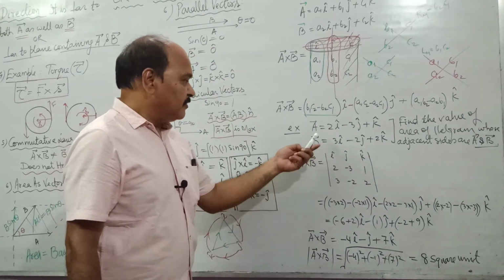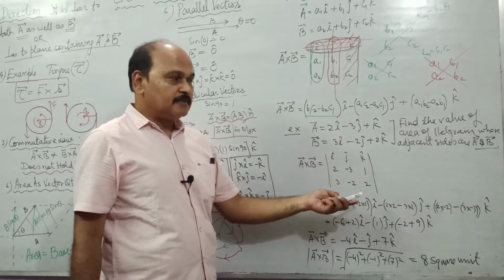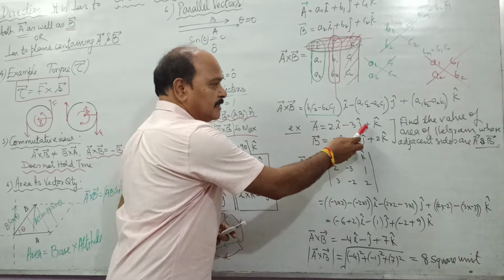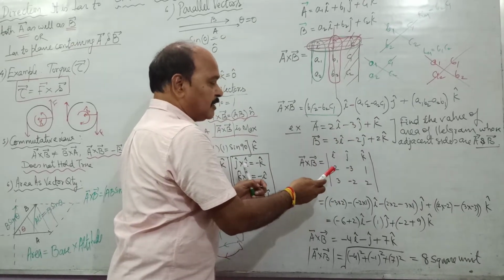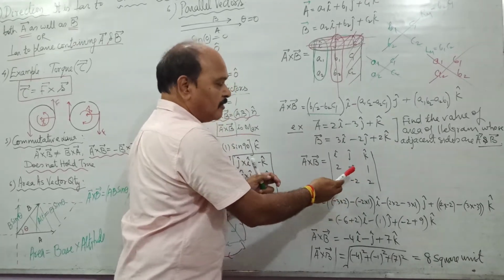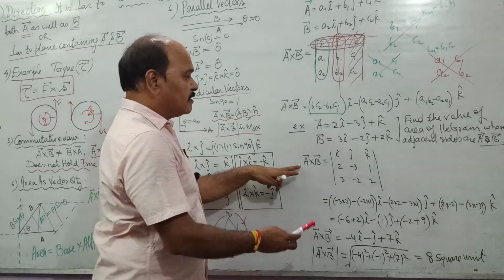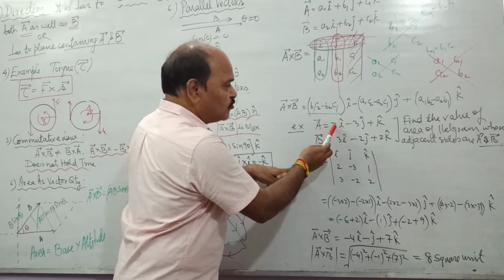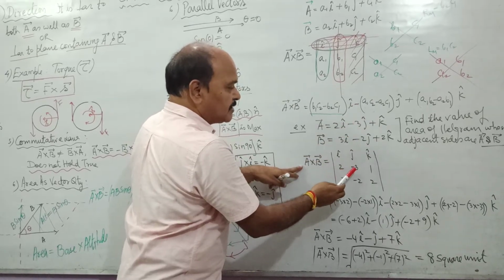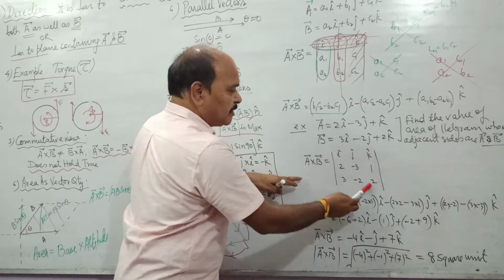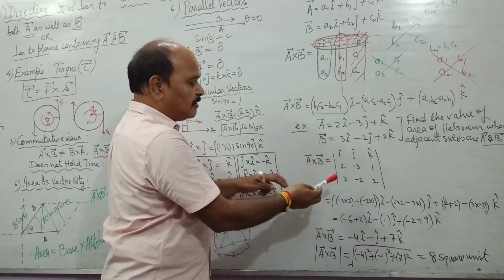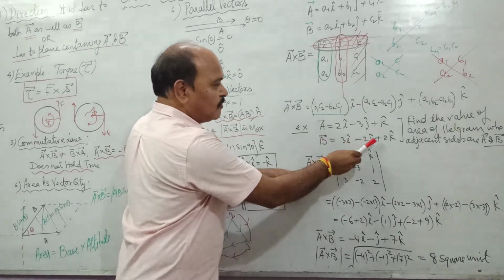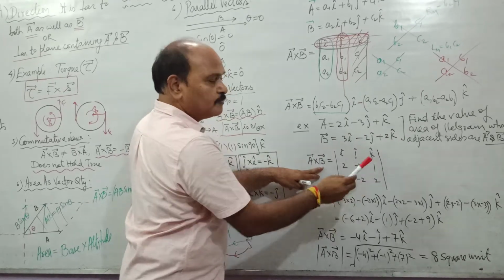As usual, we make a 3 cross 3 matrix. The elements of the first row are the unit vectors I, J and K. The elements of the second row are the coefficients of I, J, K of vector number 1: 2, minus 3 and 1. And the elements of the third row are the coefficients of I, J, K of vector number 2: 3, minus 2 and 2.